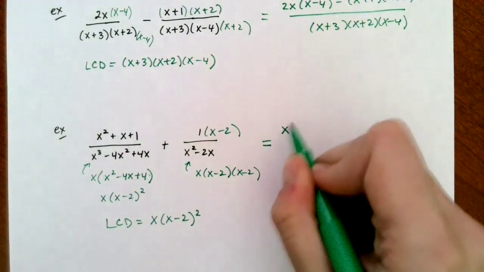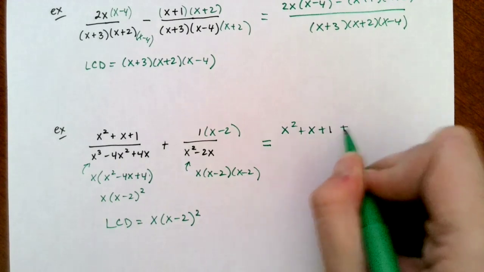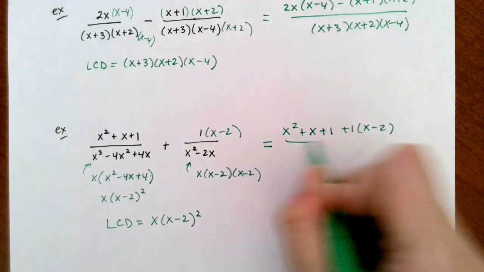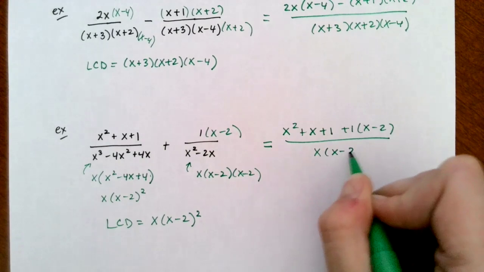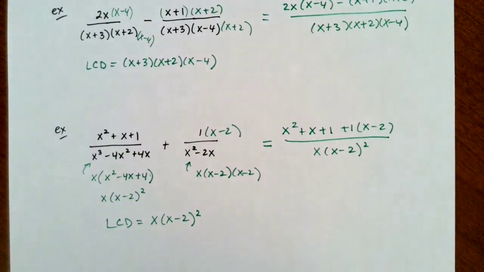I can add across the top. I can use either the factored form of that denominator or the unfactored form, which is this original denominator here. And again, if we don't simplify, we are done with the problem.